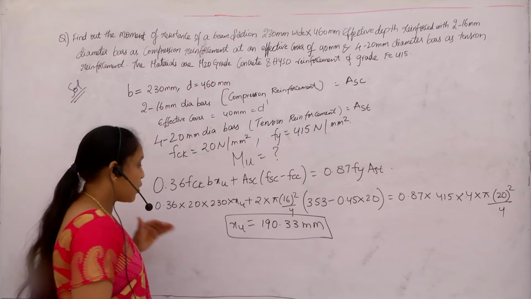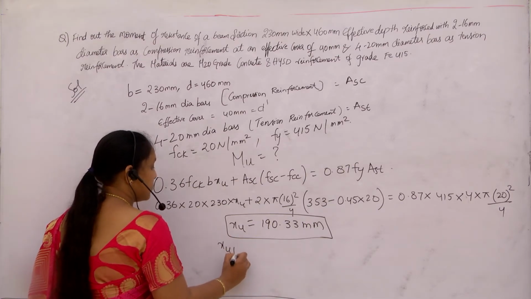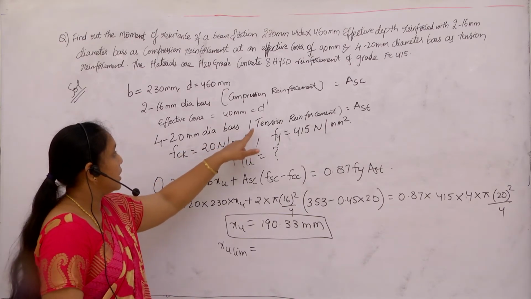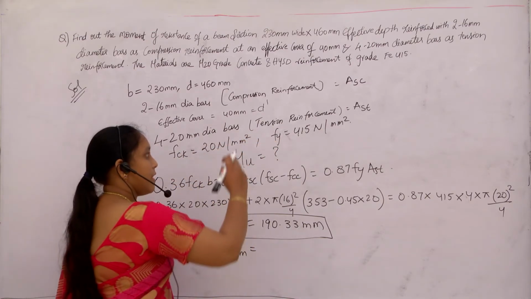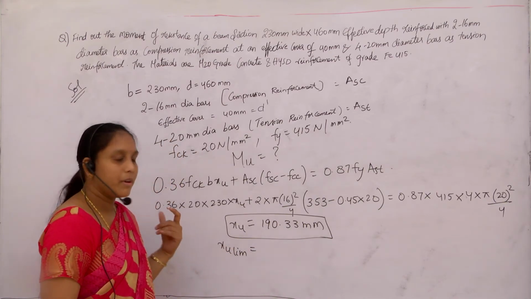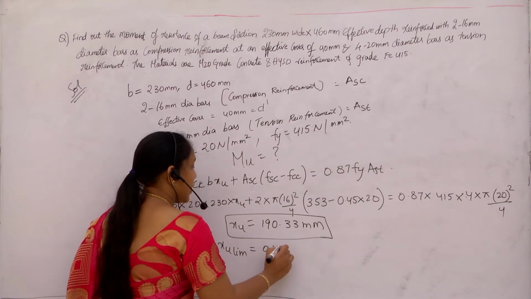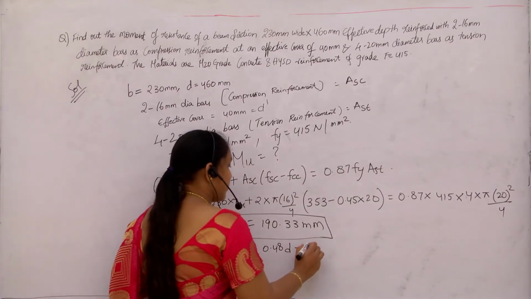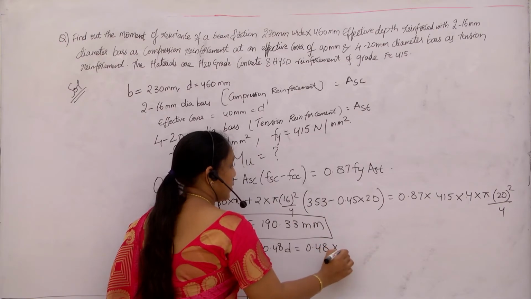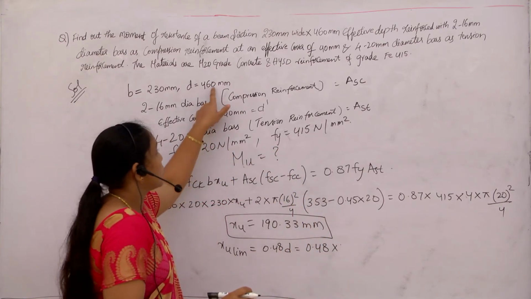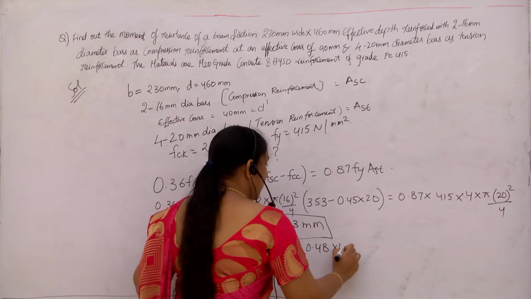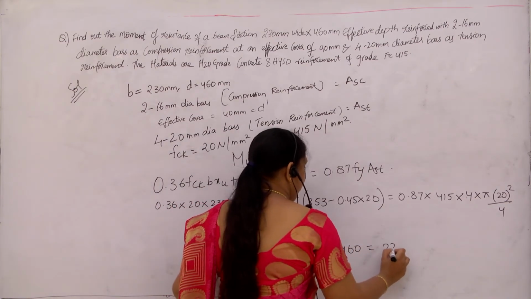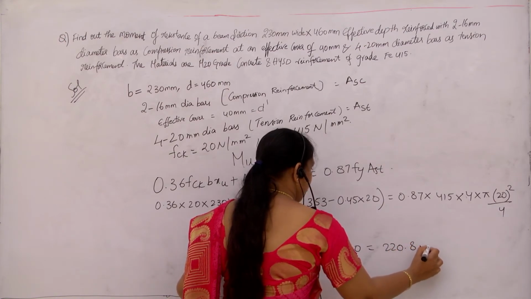So what is the next thing you have to do? You have to calculate the XU limit. So how will you calculate the XU limit? Based on the grade of the steel. So for Fe 415, what is the XU limit formula? It is 0.48 D. So what is D here? D here is nothing but the effective depth. So 0.48 into what is the effective depth here? The effective depth is 460 mm. So 460 will give you a value of 220.8 mm.